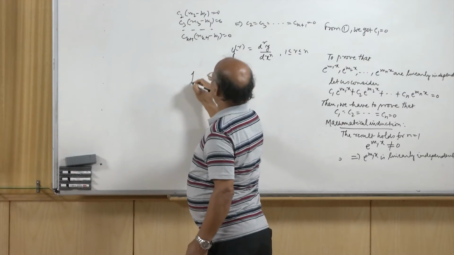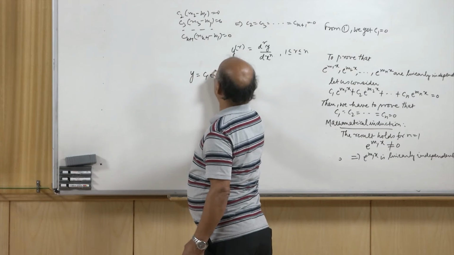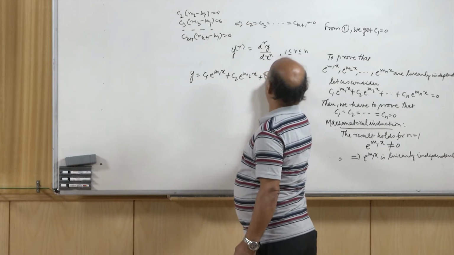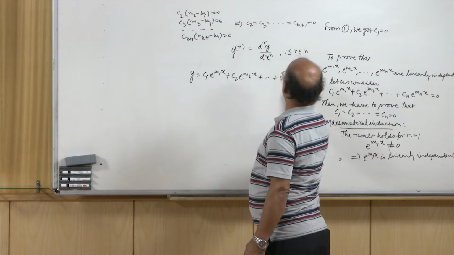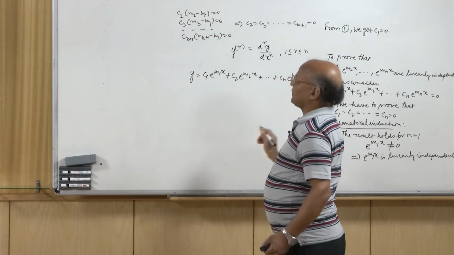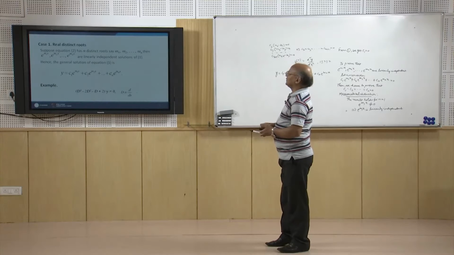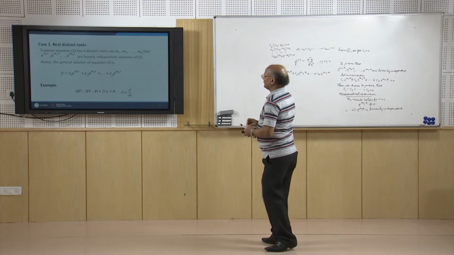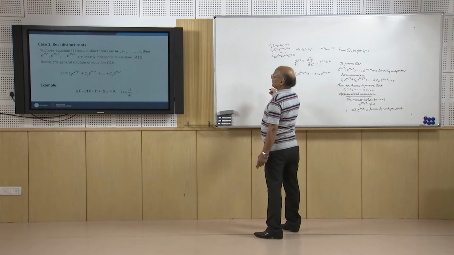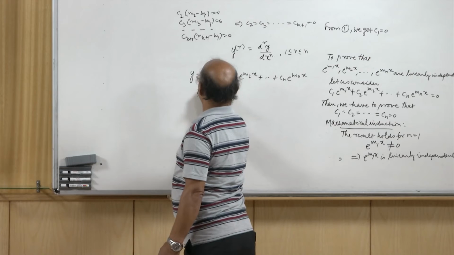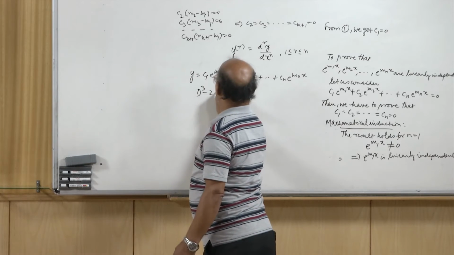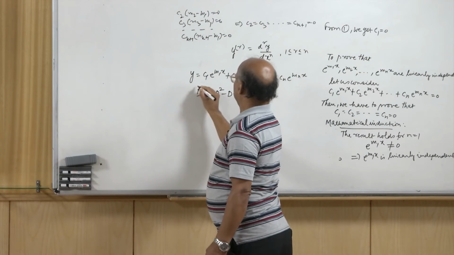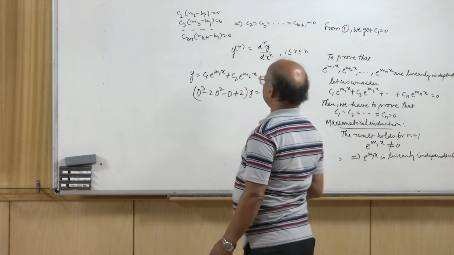Therefore, the general solution can be written as y equal to C1 e to the power m1 x plus C2 e to the power m2 x and so on, Cn e to the power mn x, when the roots of the auxiliary equation are all real and distinct. So, let us say, for example, D cube minus 2D square minus D plus 2 times y equal to 0. D here represents d over dx.